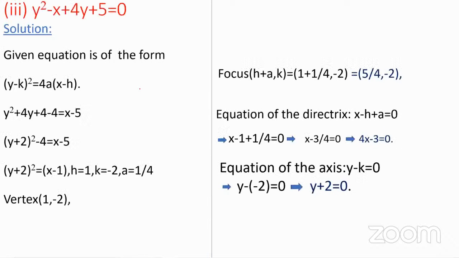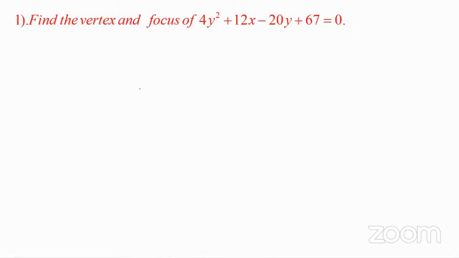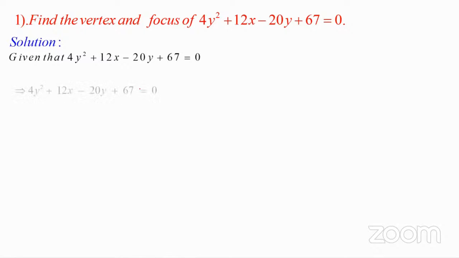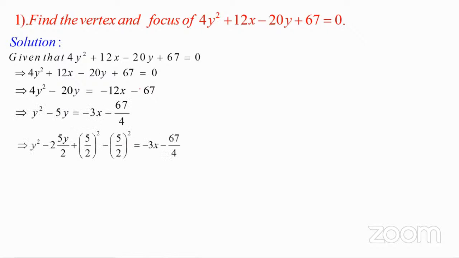This is the problem based on y square, and find the vertex and the focus. Similarly, this lies on the y square. Previously no coefficient of y square, now there is a coefficient of y square. So that is nothing but 4y square plus 12x minus 20y plus 67 equal to 0. So 4y square plus 12x minus 20y plus 67. Just you have to take the y square and y values to the left side and the x values and constant values to the right side. Then you will get y square minus 5y. Here we are taking 4 as common. Then we will get 4 of y square minus 5y.